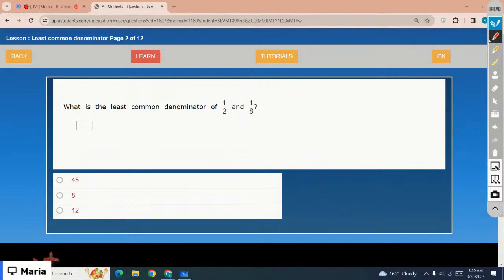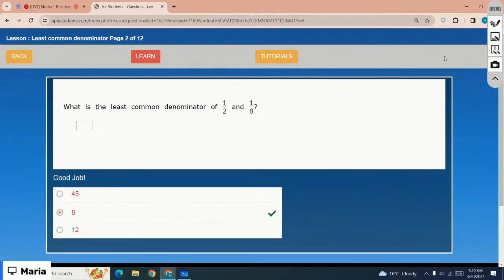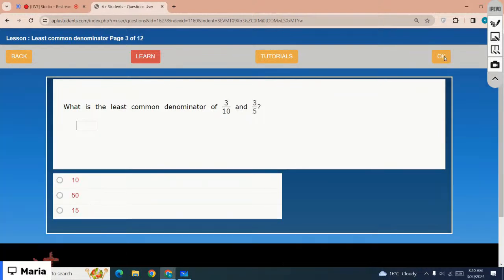One lesson I have covered earlier, I think, before you joined, from the same lesson. Okay, what is the least common denominator of 3 by 10 and 3 by 5? So, which is the correct option?